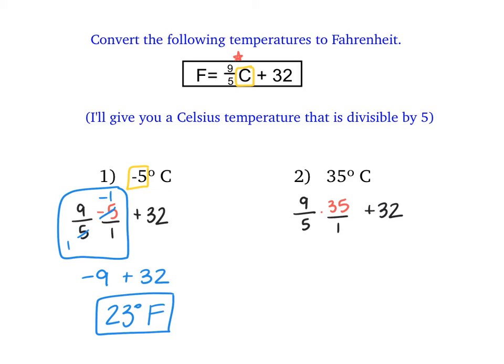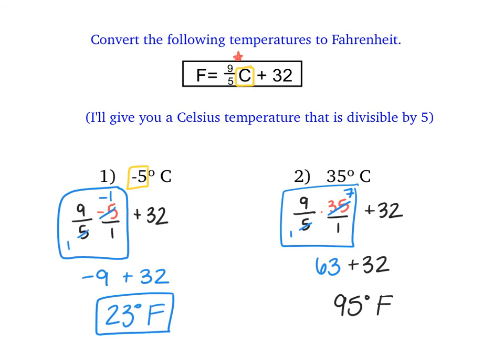5 and 35 could simplify. They both divide by 5, so that would become 7. 9 times 7 is 63. Adding my 32 at the end would give me a temperature of 95 degrees Fahrenheit. So again, 35 degrees does not sound very warm, but if you're talking Celsius, that's actually a very hot day for us. So next you're going to try these on your own.